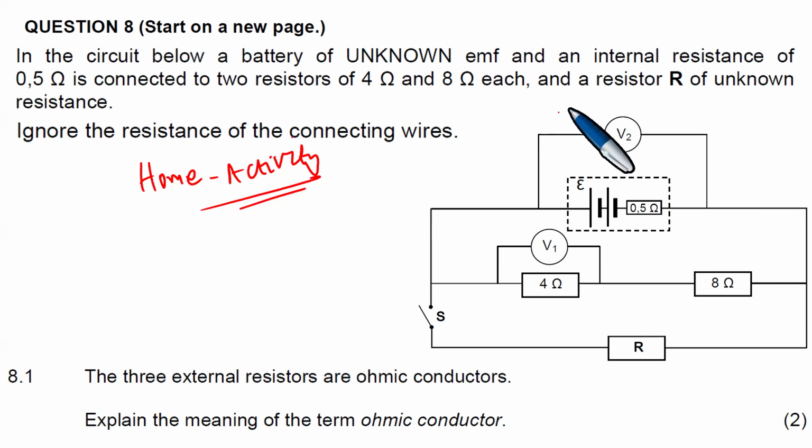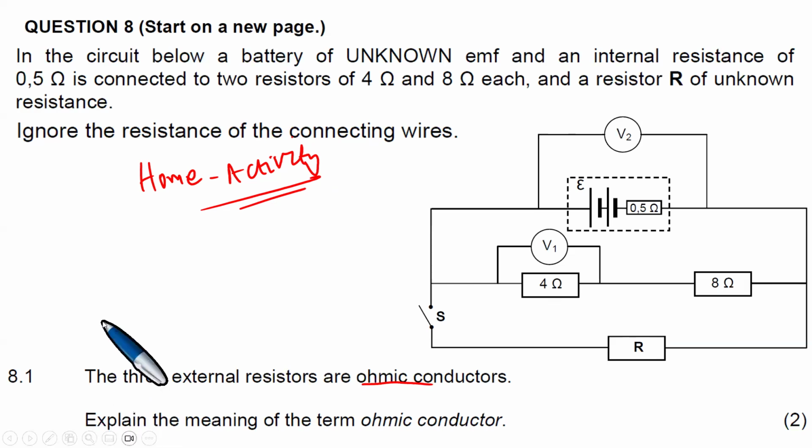It's not going to be very long. And a resistor R of unknown resistance. Ignore the resistance of the connecting wires. The 3 external resistors are ohmic. Okay, so this is very interesting. Explain the meaning of the term ohmic conductor. The 3 external resistors are ohmic, 1, 2, 3, they are ohmic. Explain the term ohmic conductor for 2 marks.